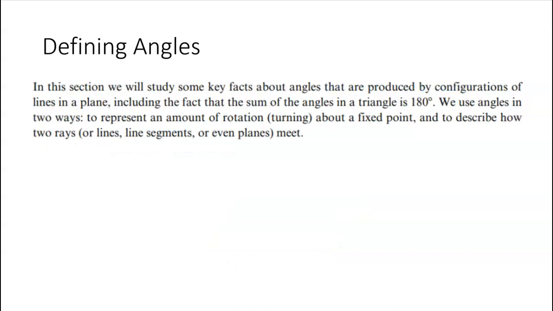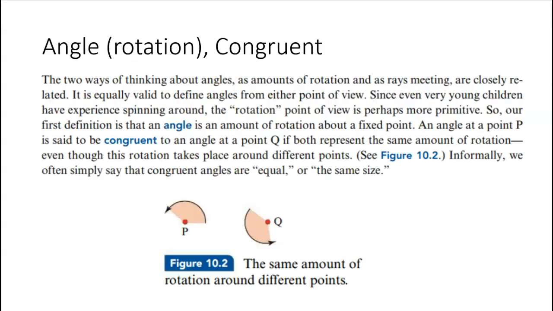So when we define angles, we will study key facts about the configuration of lines in a plane, including the fact that the sum of angles in a triangle is 180, and describing angles in 2 ways, using rotation about a fixed point, and then angles between 2 rays. So let's talk about an angle as a rotation around a fixed point. Rotation is something we have definitely seen before. You can spin around. But our first definition of angle is the amount of rotation about a fixed point.